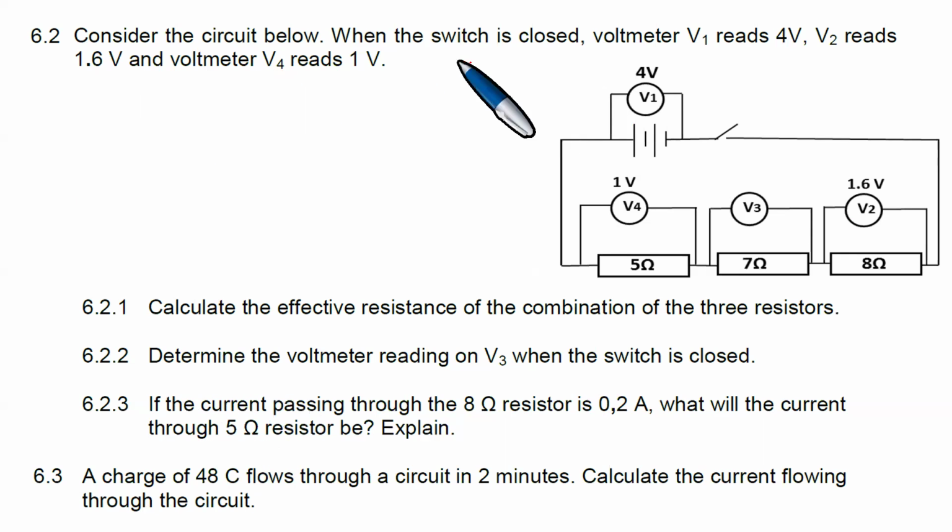Consider the circuit below when the switch is closed. Voltmeter V1 reads 4 volts, V2 reads 1,6 volts and V4 reads 1 volt. Calculate the effective resistance of the combination of the 3 resistors. Question 6.2.1.